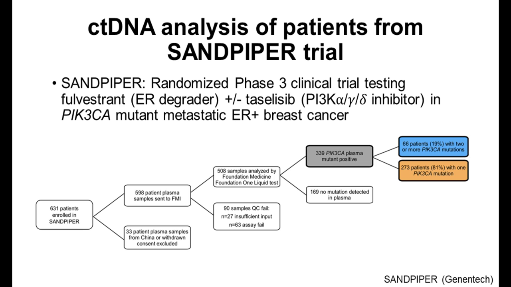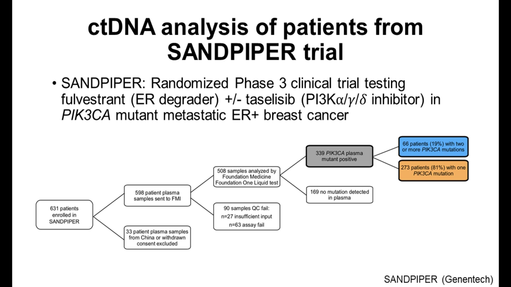This trial enrolled 631 patients, and 339 patients had PIK3CA mutations. Of those 339 patients shown in gray, 66 patients shown in blue had multiple PIK3CA mutations, while 273 patients shown in orange had one PIK3CA mutation.